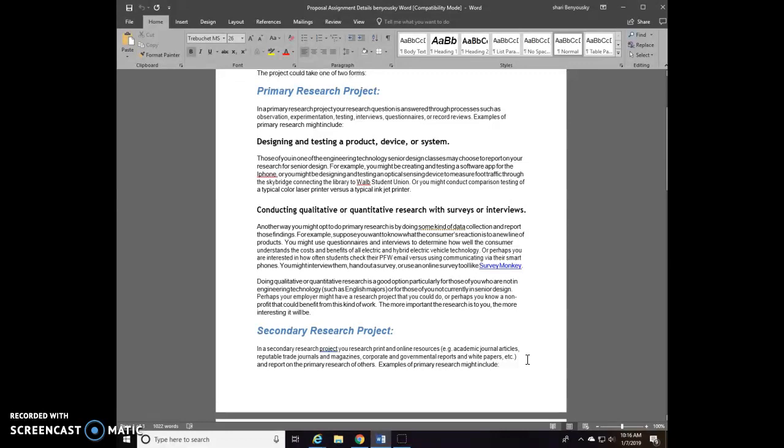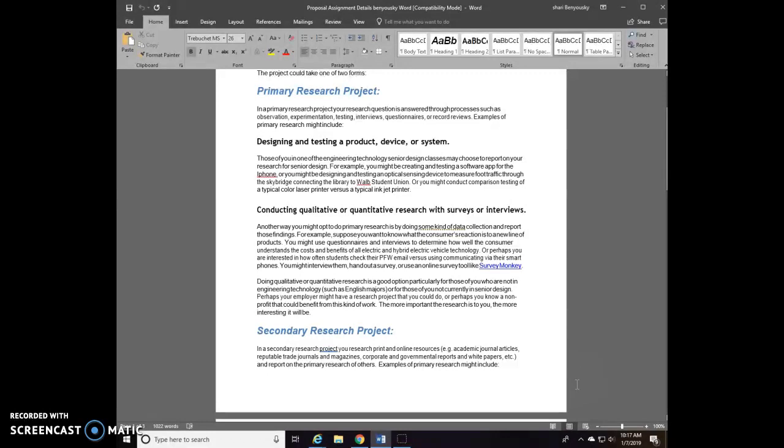Some of you might be doing qualitative or quantitative research with surveys or interviews. These types are both primary and qualitative. So you'll be doing some sort of data collection, such as interviewing experts. Then you'll encode the data and publish the results. This might be beneficial to you if you are not yet in senior design and are looking for a project, or perhaps if you are in senior design, but you're in information systems and you're trying to figure out what that project might look like in that field.